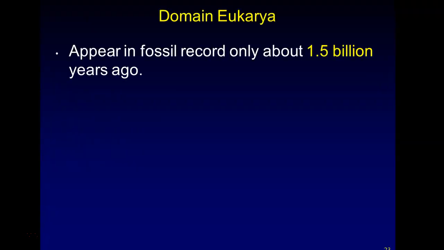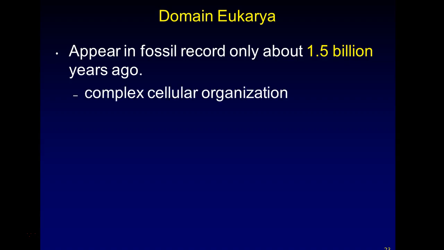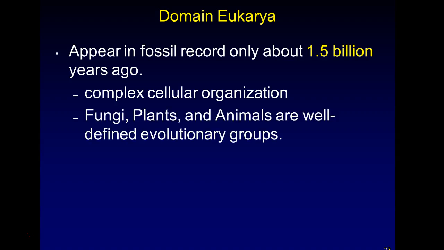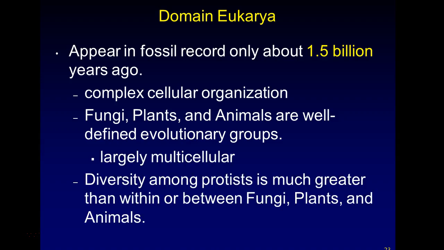We have eukarya. They appear in our fossil record about 1.5 billion years ago. Again, we think this is because of endosymbiosis and the eating of the mitochondria and the chloroplast. They have a very complex cellular organization. We spent a whole semester talking about eukaryotic cells and what goes on inside of them. Fungi, plants, and animals are well-defined evolutionary groups. They're largely multicellular, and the diversity among protists is much greater than within or between fungi, plants, and animals.